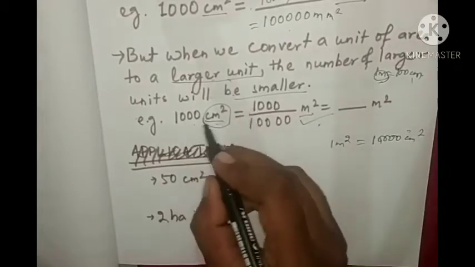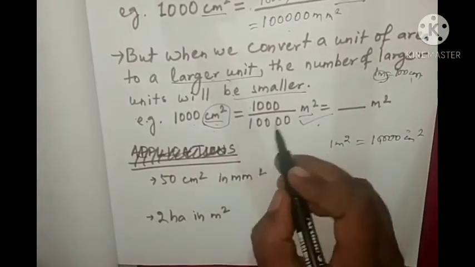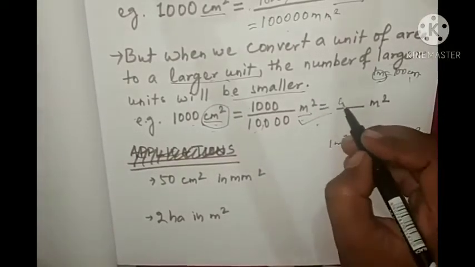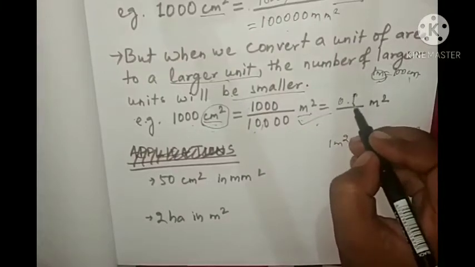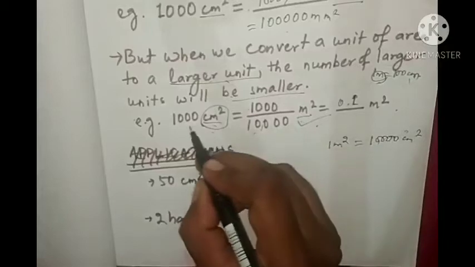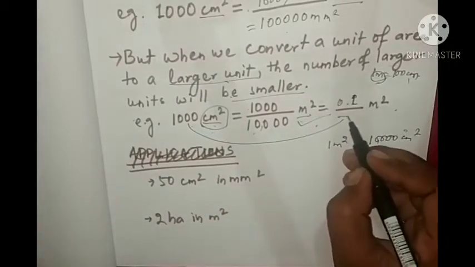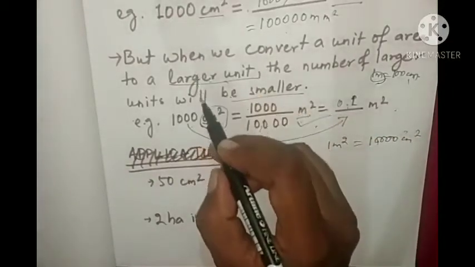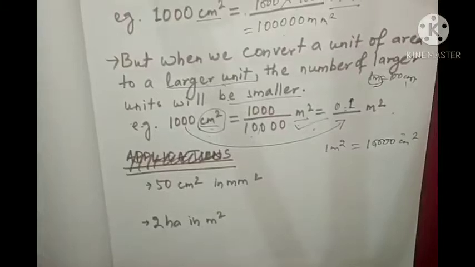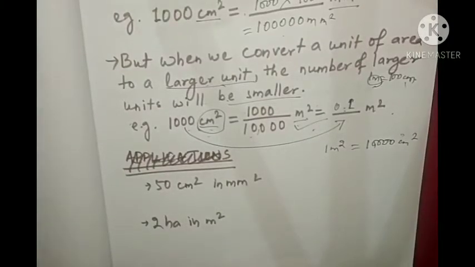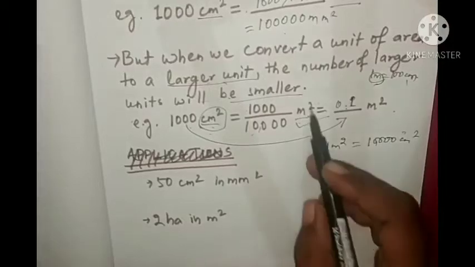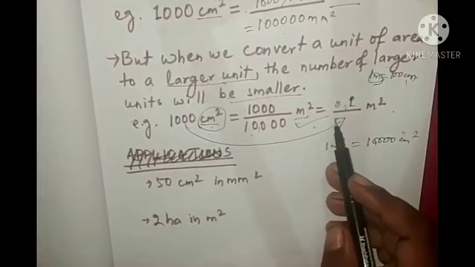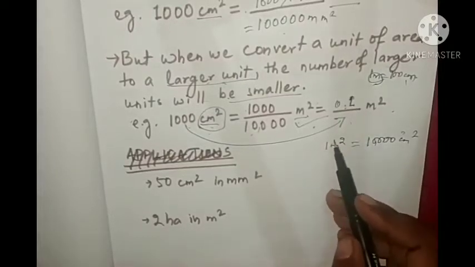That's why 1000 square centimeter equal to 1000 by 10,000 square meter. So how much we got? We got 0.1 square meter. So here the number has become smaller. But before that the number has become larger when we are converting to a smaller unit. So when we are converting to a smaller unit, the number will become larger. When we are converting to a larger unit, then that number will become smaller.